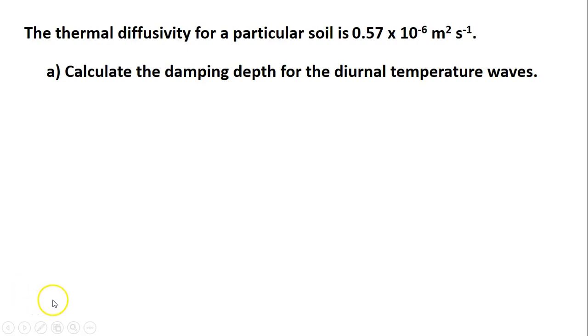In this video, I'm going to demonstrate how to solve a problem that is similar to the problem set for Chapter 13. The problem says that the thermal diffusivity for a particular soil is 0.57 times 10 to the minus 6 meters squared per second. Part A says to calculate the damping depth for the diurnal or daily temperature waves.